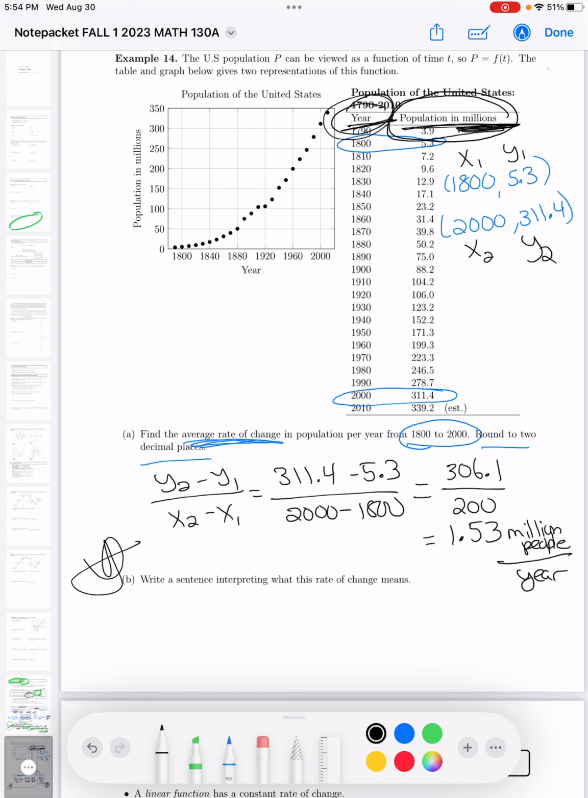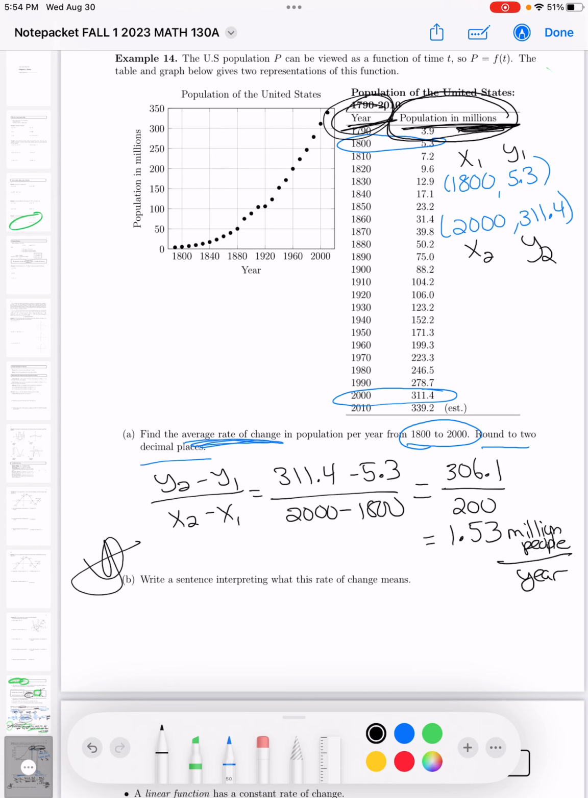You need to use those units, and you need to use either the word decreasing or increasing. Hit pause and really and truly try to write it out and pretend I was walking around to see if you were doing it. All right, let's see how this went.